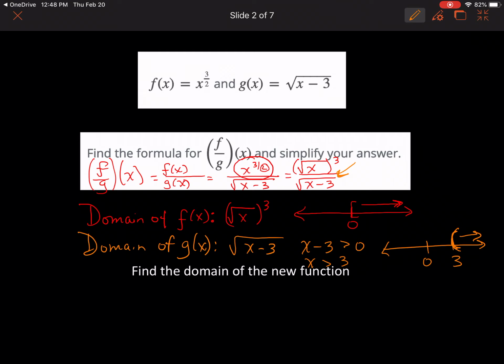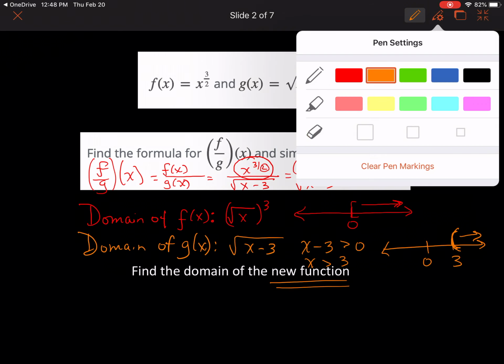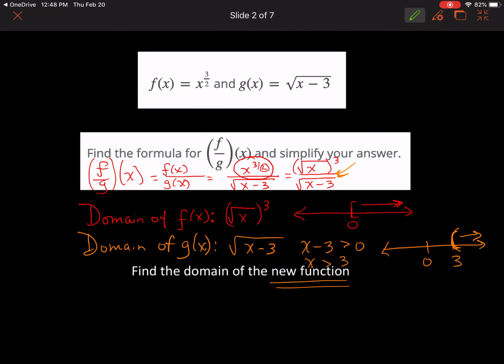Now if I have to examine what the domain is going to be of the new function, then the question I'm asking essentially is, what is the domain of this whole thing? Well, I need to look at what is the most restrictive. If I choose, for example, the value 1, which is just after 0, and I substitute that into the square root of x, the square root of 1 is 1, cubed is 1, that's not a problem. However, if I input 1 into my g of x function, I get a negative 2, which is a problem for a square root of negative 2, which is non-real. So I'm going to end up going with my most restrictive, which in this case is 3 to infinity. That will cover all of my bases.